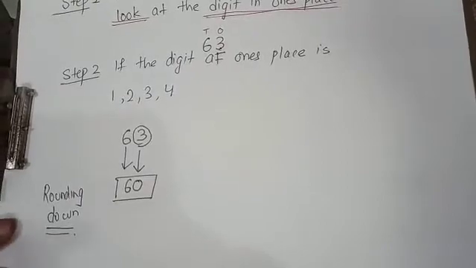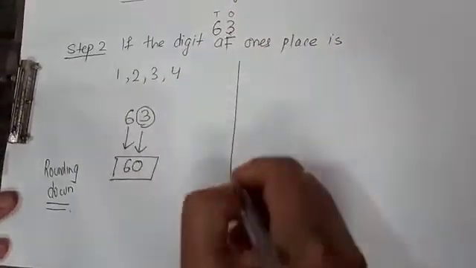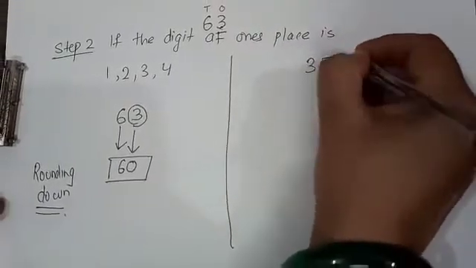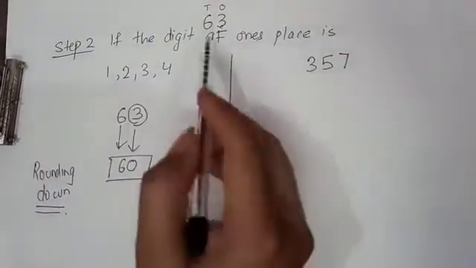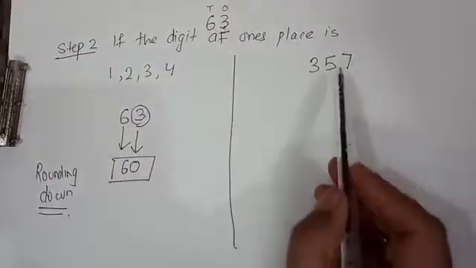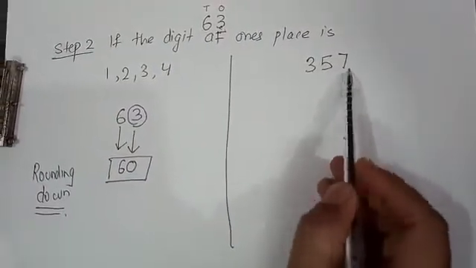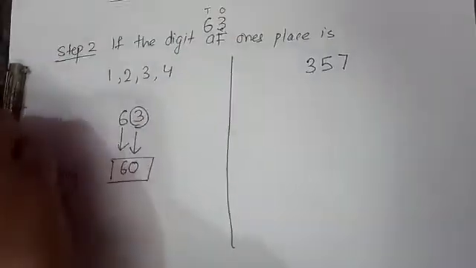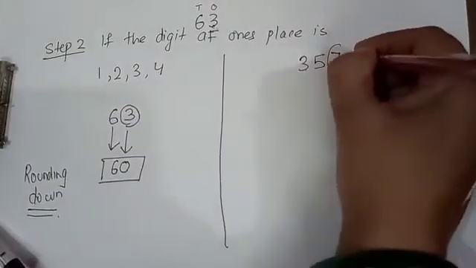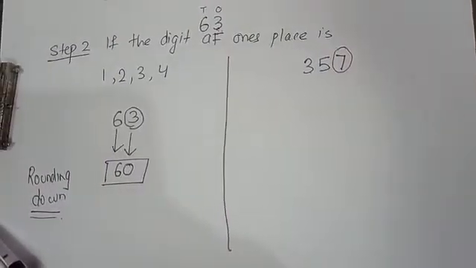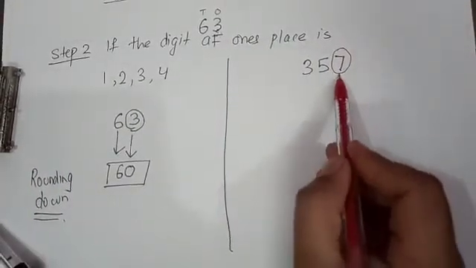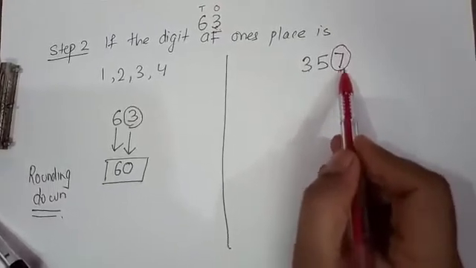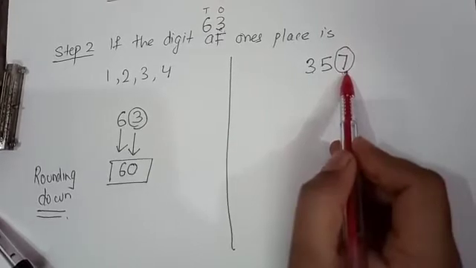Let's take another example. Suppose I have taken a number 357. Earlier we had taken a 2-digit number. Now I am taking a 3-digit number. Now what is our first step? We have to look at the digit in ones place. We can circle it also. So we are looking at the digit at ones place. Is it 1, 2, 3 or 4? No, it is not 1, 2, 3, 4.